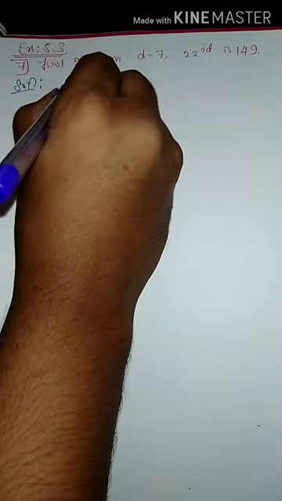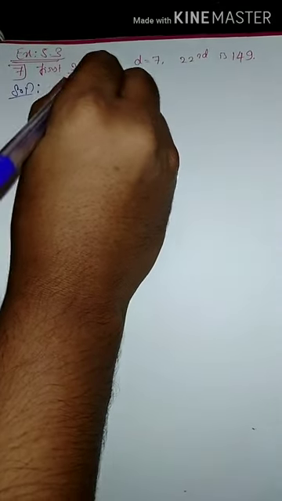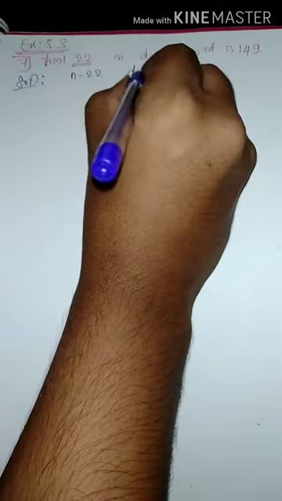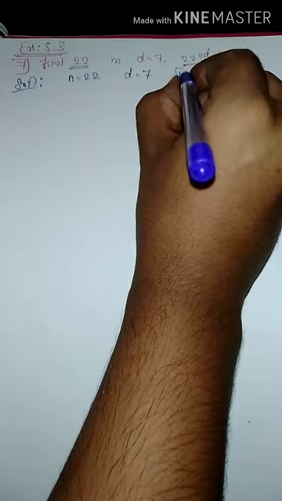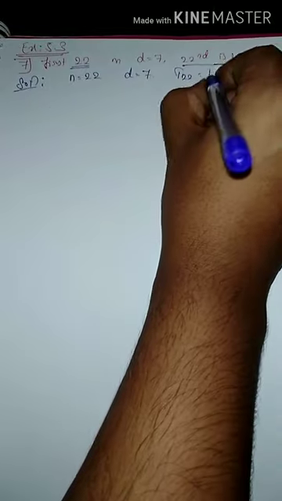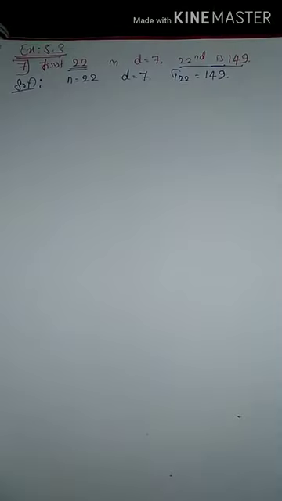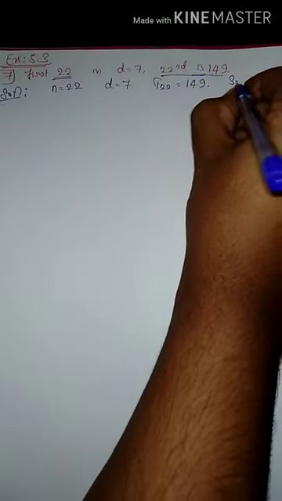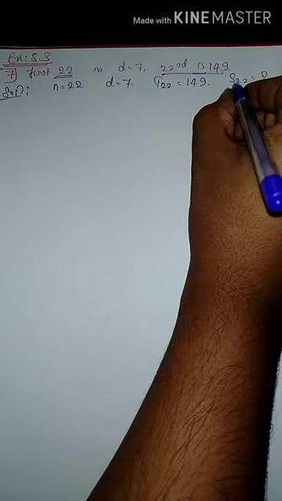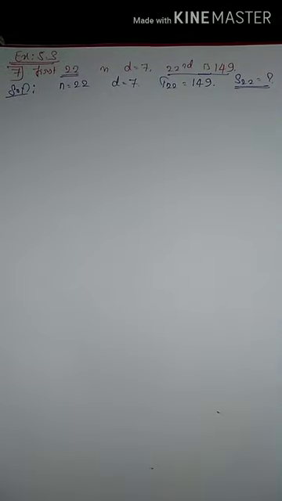So n is equal to 22, because in this AP the total number of terms is 22 and the common difference is 7. The 22nd term is the last term, T22 or Tn is equal to 149. We need to calculate Sn or S22, the sum of the first 22 terms of an AP.